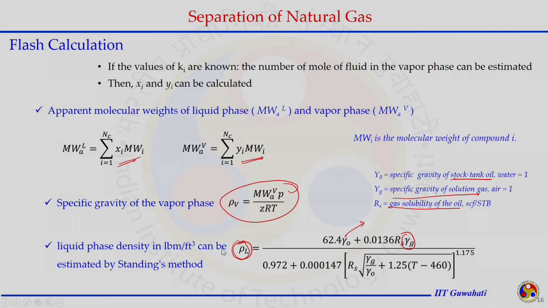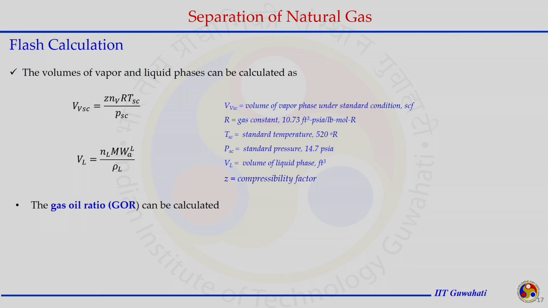So by performing the flash calculation, we can calculate the density of the vapor phase as well as the density of the liquid phase, and once we know these, we can calculate the volume of the vapor phase under standard conditions. We use PV by ZRT at one condition equated to PV by ZRT at the second condition, and we can convert that into standard conditions. Some coefficient may appear here. What is important is N_V. N_V is required. Now, with the help of the flash calculation, we understand how to calculate N_V.